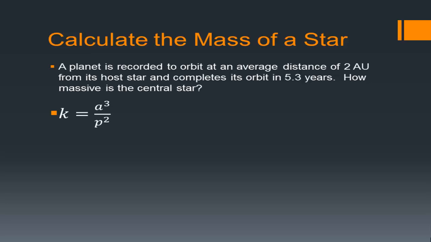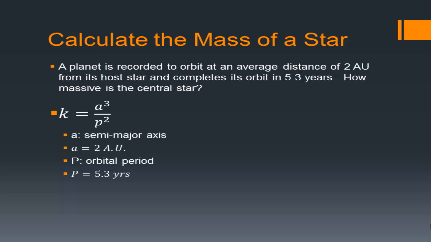But we're going to be using Kepler's third law, that the mass of the central star or planet is equal to the cube of the semi-major axis over the square of the period. Now, we've got to pull some information out here. Again, a is the semi-major axis, which is basically the average distance a planet orbits around a star. In this case, it's 2 AU. And the orbital period, p, is 5.3 years.